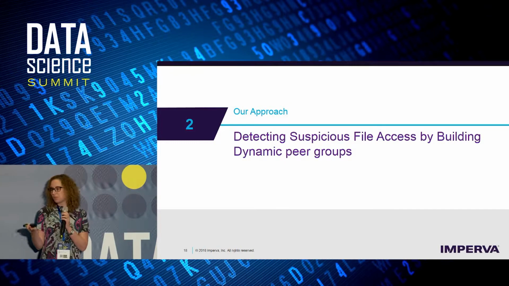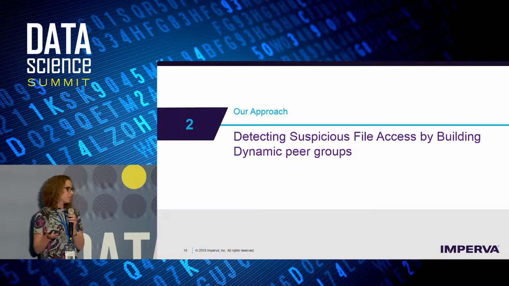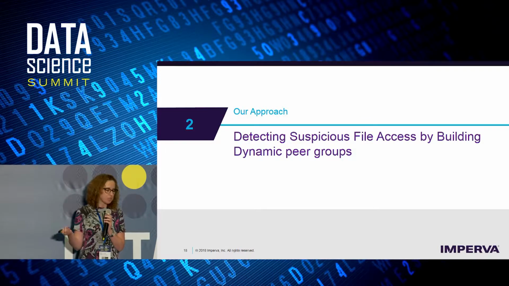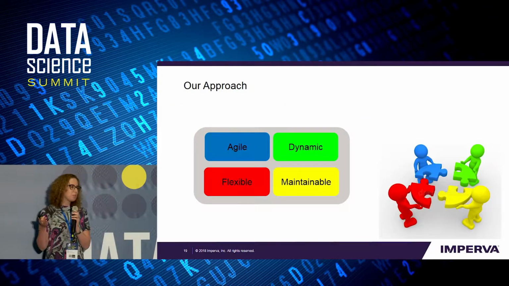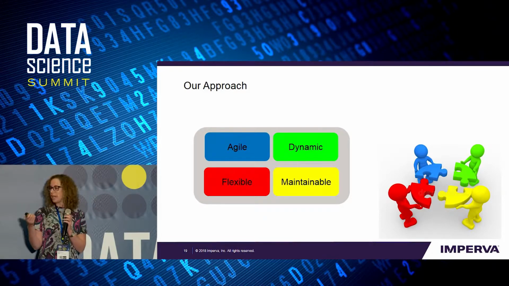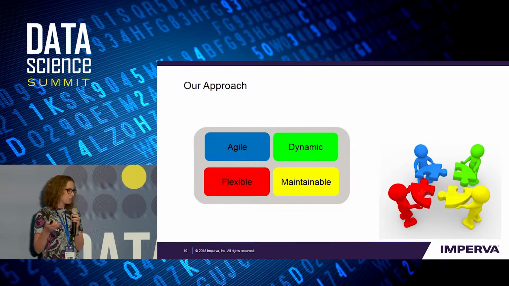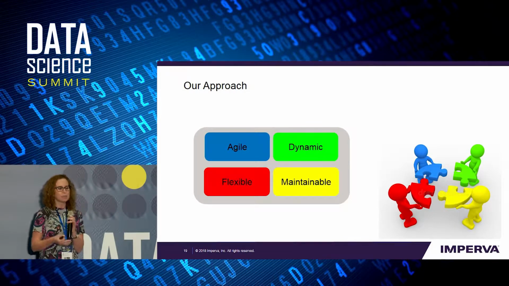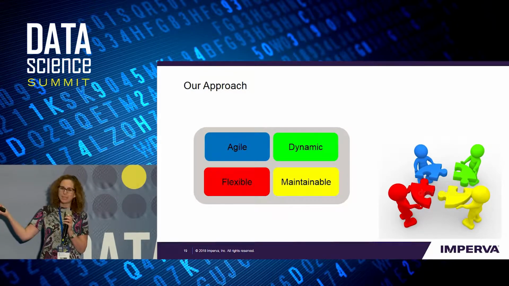So now that we understand that the traditional file access control mechanism has failed, I want to introduce our new approach for file security, which is based on detecting suspicious file access by building dynamic peer groups and a dynamic permission model. After we understood the drawbacks of the traditional file access control mechanism, we understood that we need our new file security approach to be agile, to be dynamic, to be flexible, to suit today's world, and also to be maintainable.